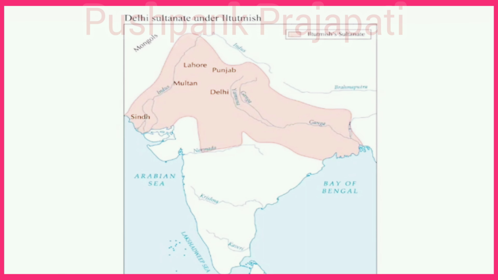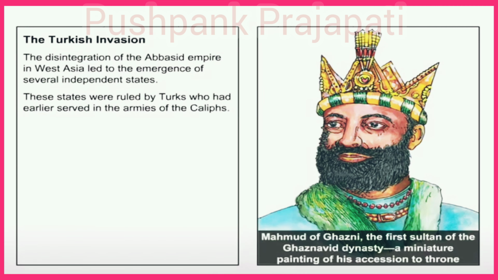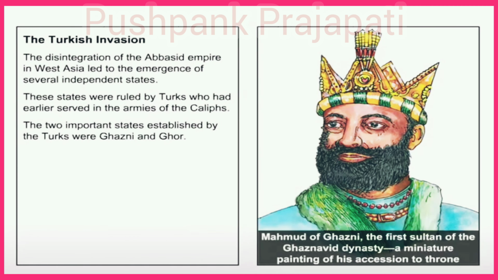1001 CE to 1526 CE. The Turkish invasion. The disintegration of the Abbasid Empire in West Asia led to the emergence of several independent states. These states were ruled by Turks who had earlier served in the armies of the caliphs. The two important states established by the Turks were Ghazni and Ghor.